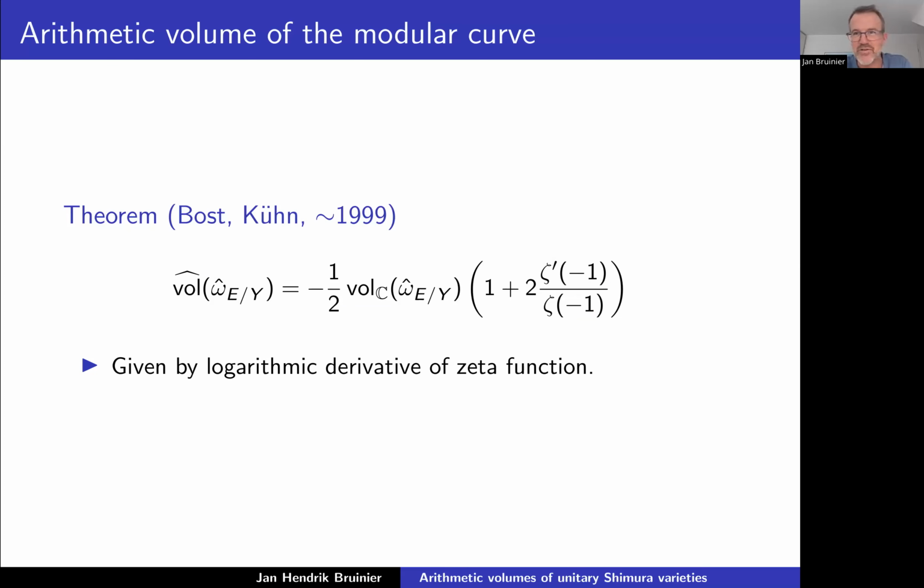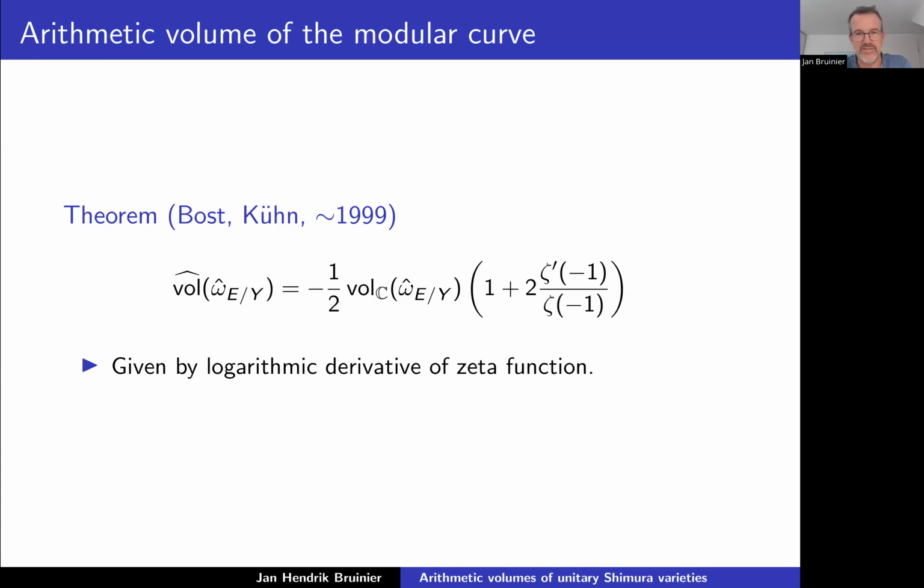Also, there are general conjectures due to Maillot and Rössler that predict that somehow these self-intersection numbers of Hermitian line bundles, say on Shimura varieties, are given by logarithmic derivatives of Artin L-functions.